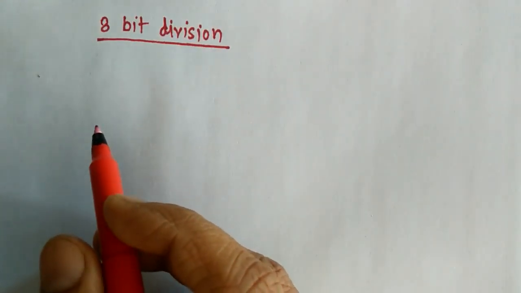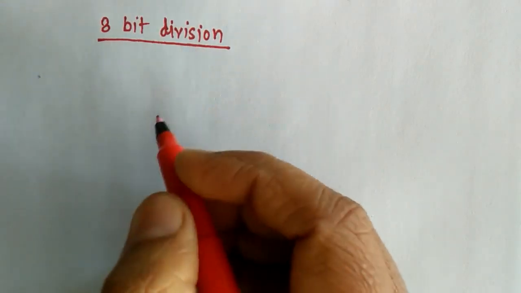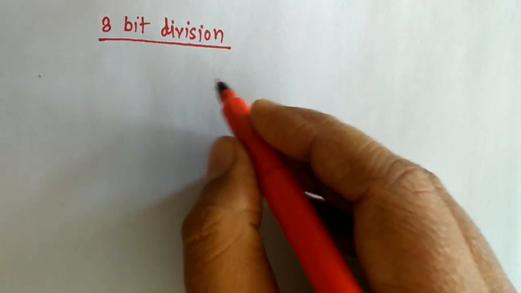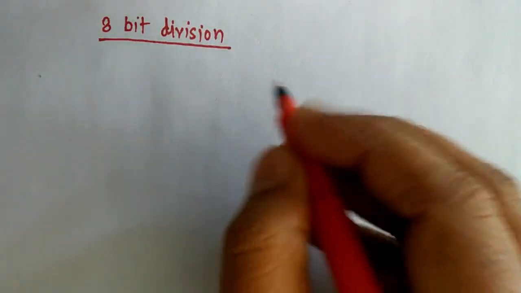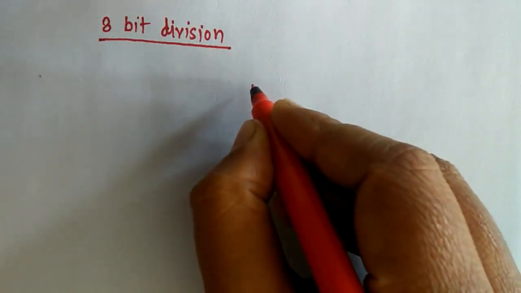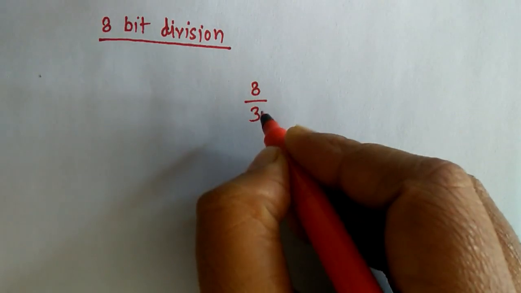Hello friends, in today's video we are going to write a program for 8-bit division. So let's first see an example of how this process is done in the 8085 microprocessor. Assume right now I am taking decimal numbers. Assume you want to get the output of 8 by 3.